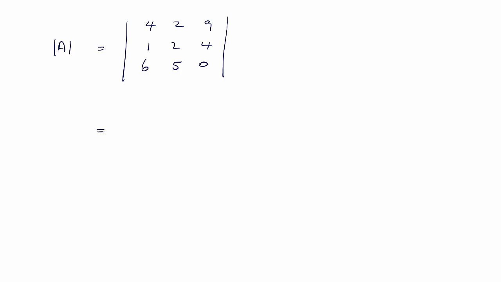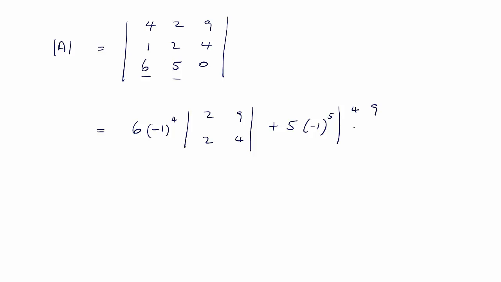Expanding along the third row, our coefficient is 6. We'll have minus 1, well, that's the 3, 1 position, so the power 4. And our determinant then will be 2, 9, 2, 4. And then we go to our next position, plus 5, minus 1 to the 3 plus 2 to the 5, so there'll be a negative sign there. Our minor, crossing out the third row and the second column, will be 4, 9, 1, 4, plus, well, our coefficient there is 0, so we don't need to go any further.